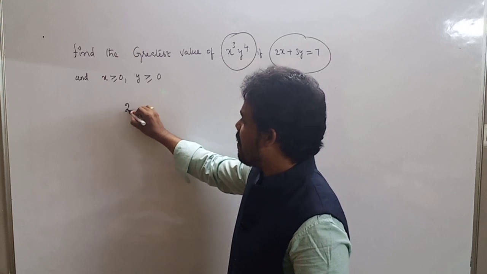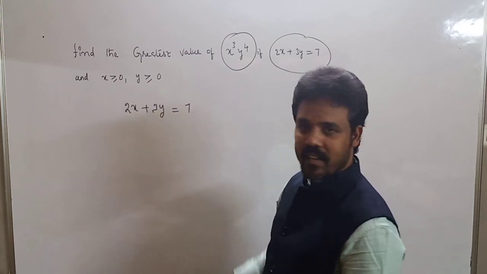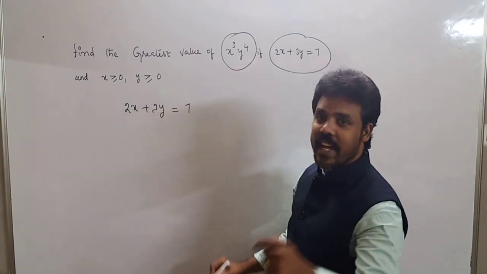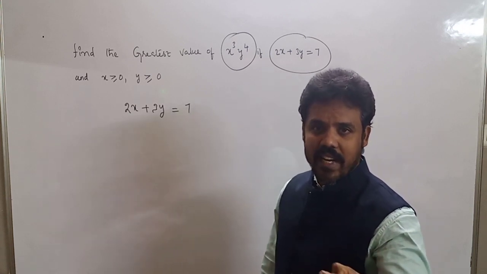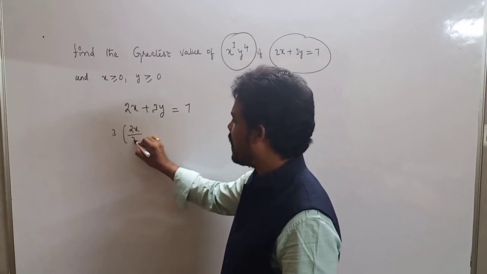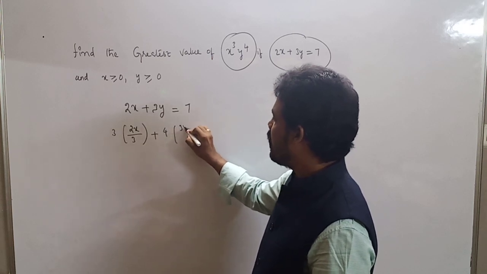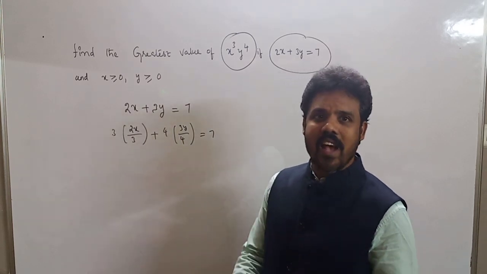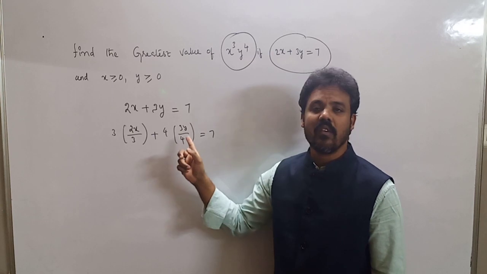What is given? 2x plus 3y is equal to 7. I write 2x as 3 times 2x by 3, that means multiplying and dividing by 3. Similarly, 4 into 3y by 4 is equal to 7. Both are the same. You may ask, why are you multiplying and dividing by 3 for 2x and 4 for 3y?